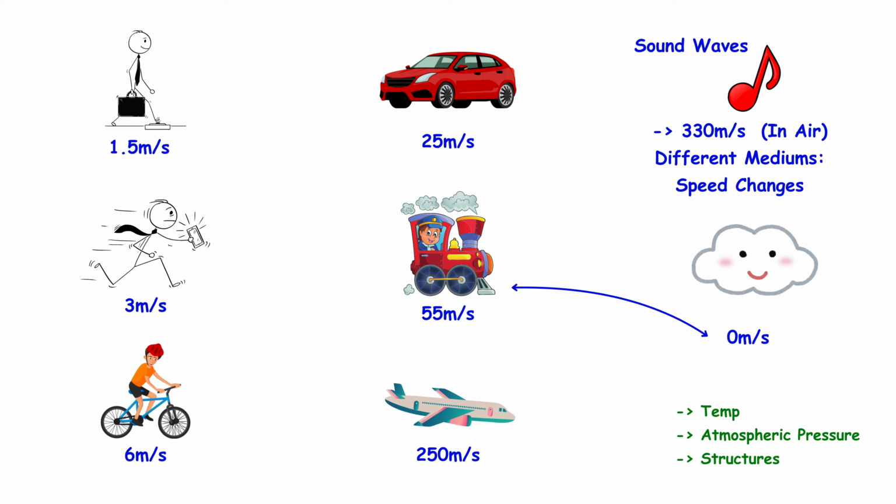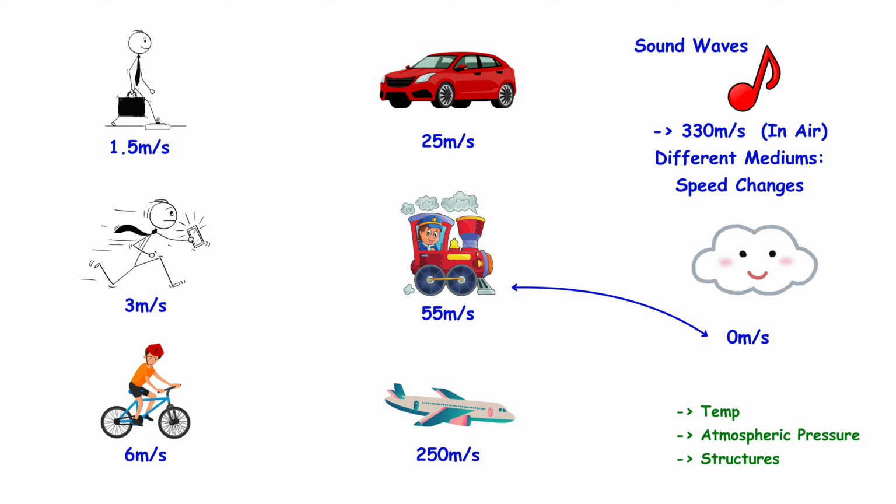For instance, sound waves travel through air at a speed of approximately 330 meters per second, a value that is important to remember. However, this speed changes depending on the medium the sound travels through. For example, sound moves faster in water than in air.